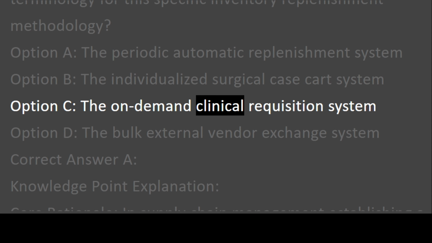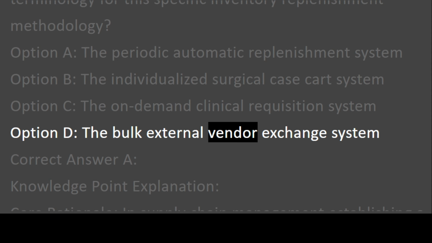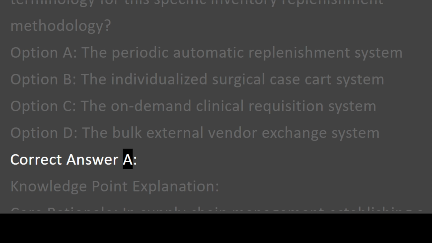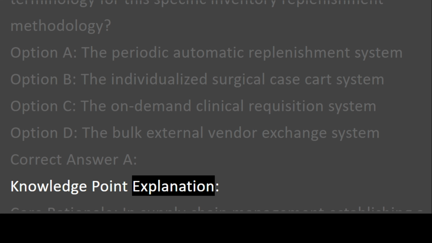The on-demand clinical requisition system. Option D. The bulk external vendor exchange system. Correct answer A. Knowledge point explanation.